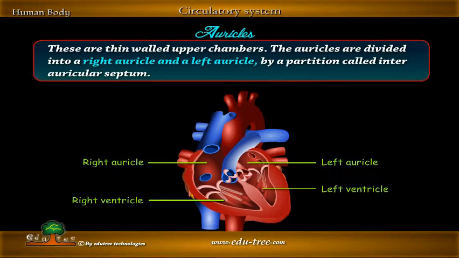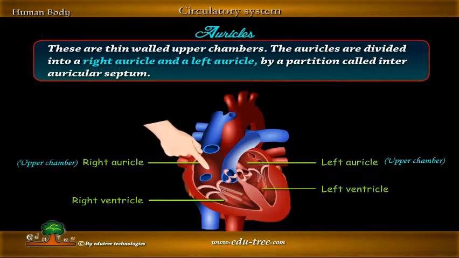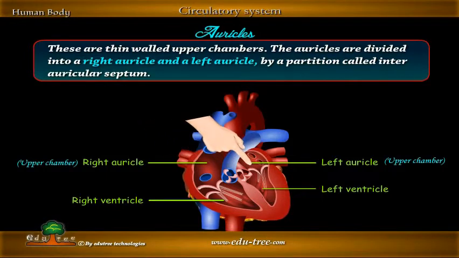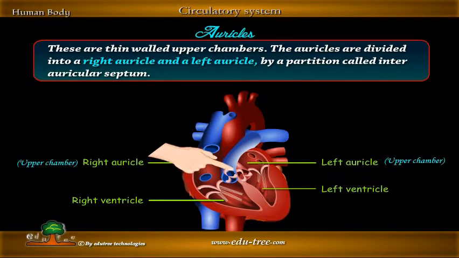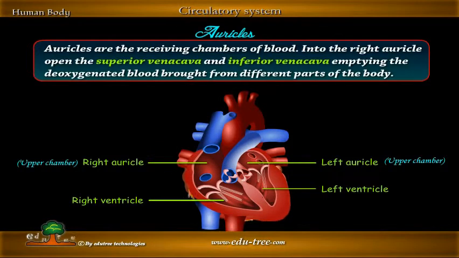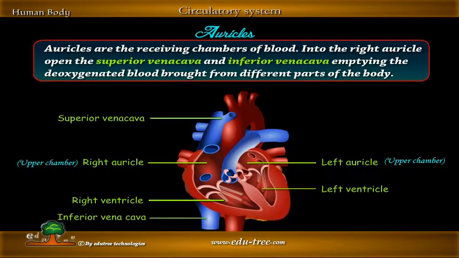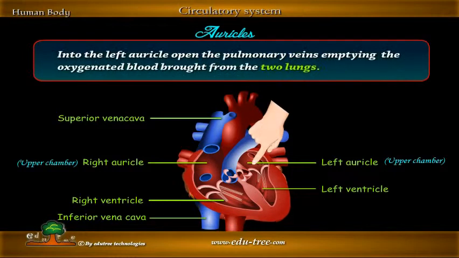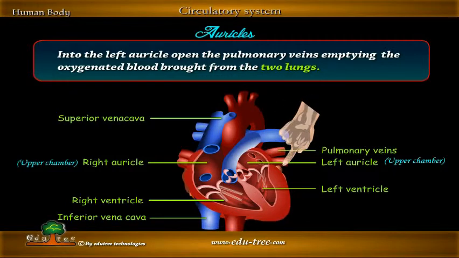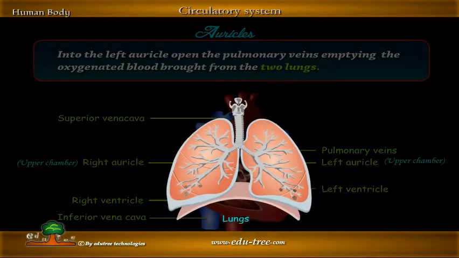Auricles. These are thin-walled upper chambers. The auricles are divided into a right auricle and a left auricle by a partition called the interauricular septum. Auricles are the receiving chambers of blood. Into the right auricle open the superior vena cava and inferior vena cava, emptying the deoxygenated blood brought from different parts of the body. Into the left auricle open the pulmonary veins, emptying the oxygenated blood brought from the two lungs.